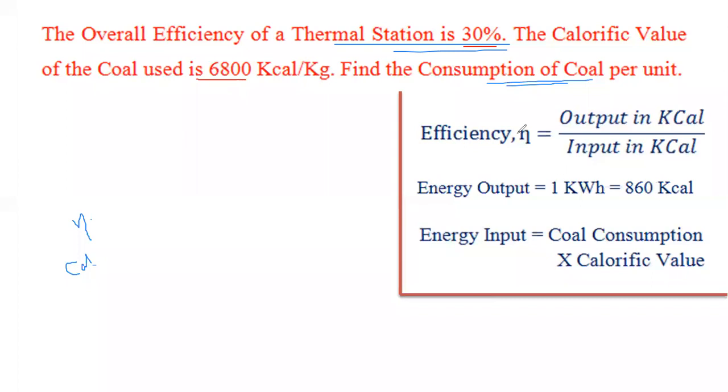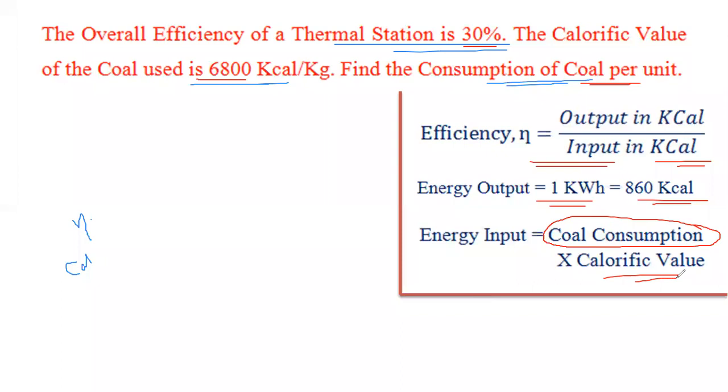Already we know that efficiency is nothing but output with respect to the input. Output in kilocalorie with respect to the input in kilocalorie. Output means the energy output, that is 1 kWh, the constant value 860 kilocalories. Here we want to find the input, how much fuel is utilized. That is the coal consumption into the calorific value. Here we want to find how much coal is utilized per unit, that is the coal consumption. The problem gives the calorific value.